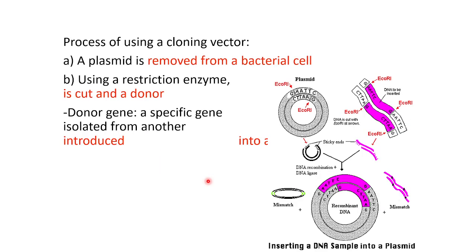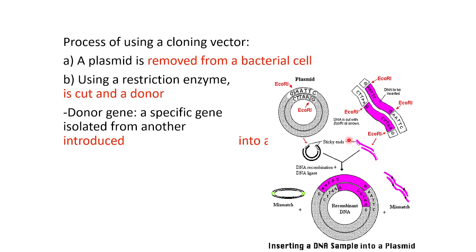Now, how do we use a cloning vector? A plasmid is removed primarily from the bacterial cell. Then you use a restriction enzyme to cut it, and then you introduce a donor gene. So what you do at first is cut the plasmid at specific sites, and then you do the same treatment with your DNA fragment as well. This plasmid contains sticky ends, and your DNA fragments are also going to contain sticky ends.